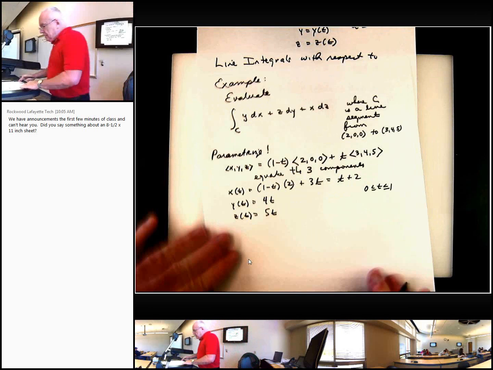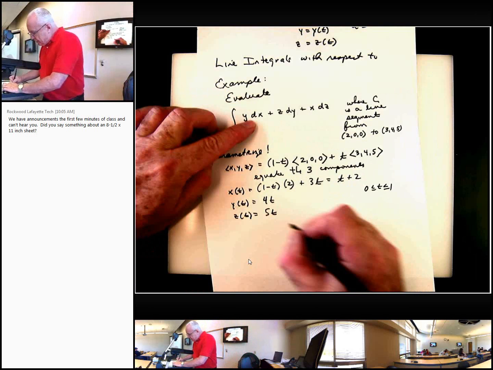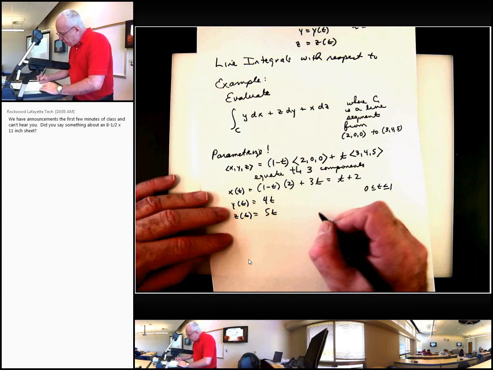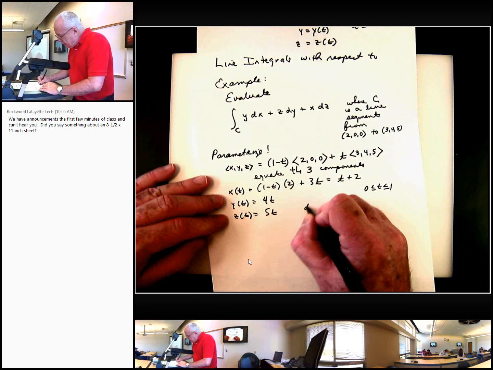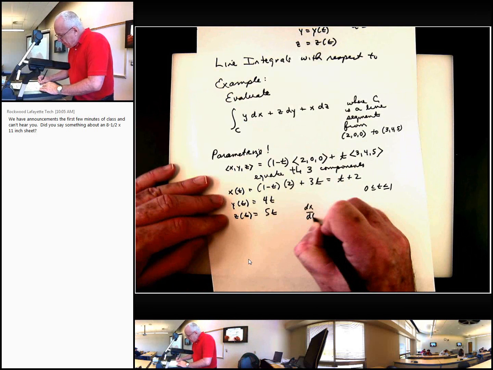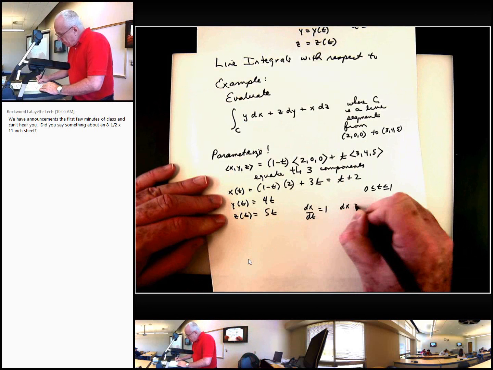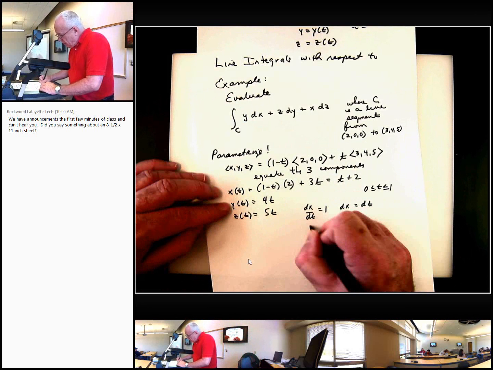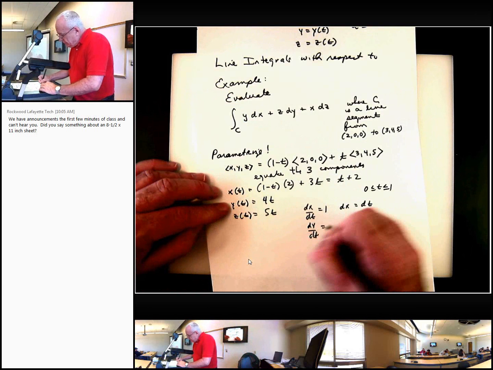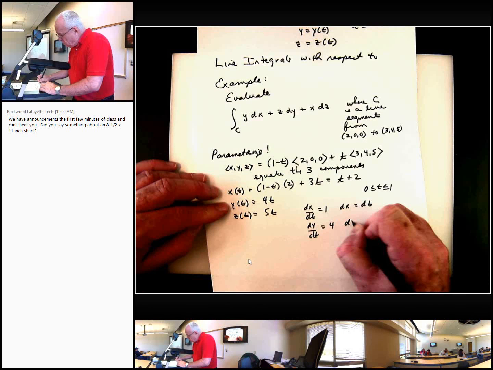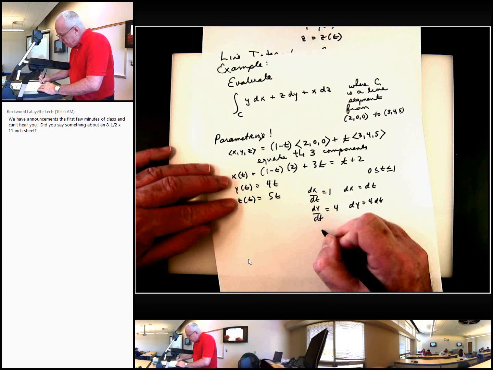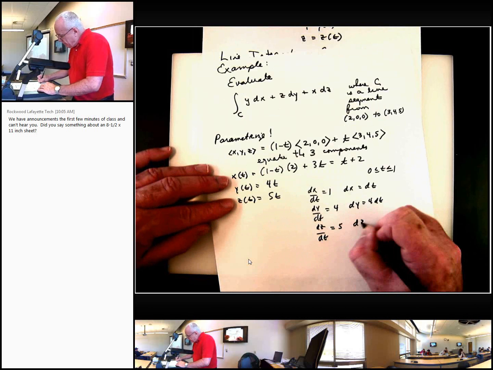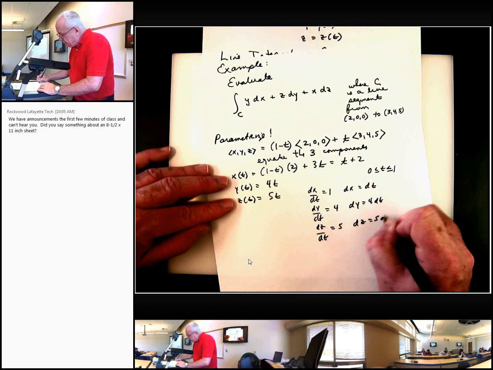All right, so let's figure out what our dx and dy and dz are. Those are pretty easy. dx/dt is equal to 1, so therefore dx is going to equal dt. dy/dt is equal to 4, so dy is equal to 4 dt. dz/dt is equal to 5, so dz is equal to 5 dt.